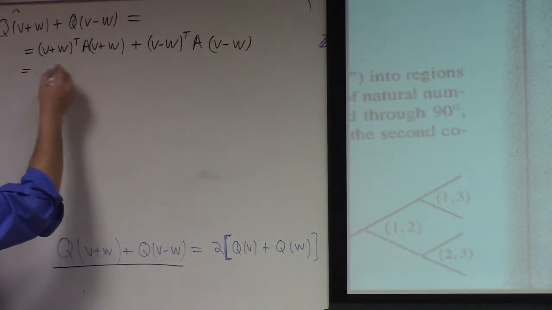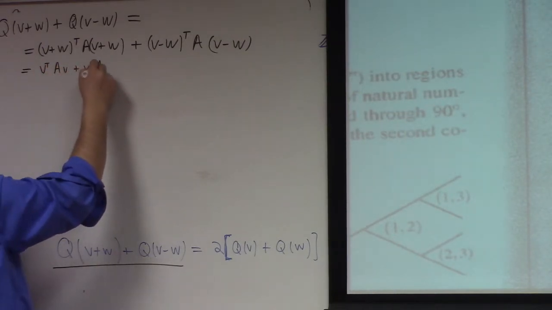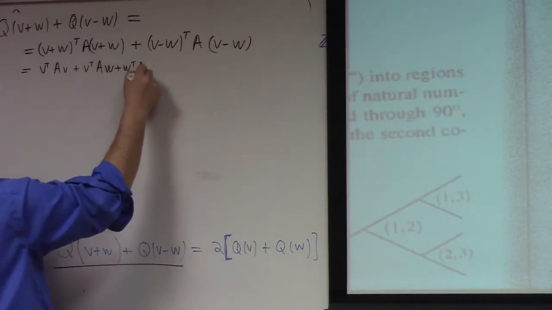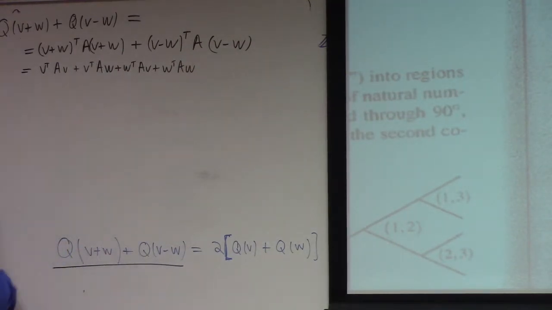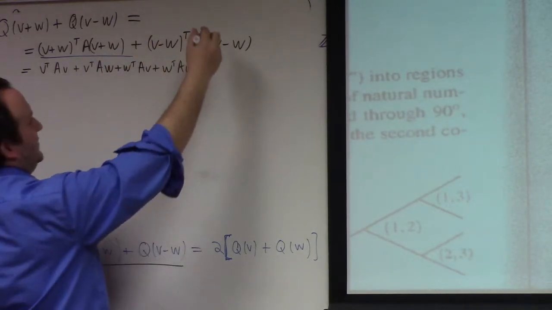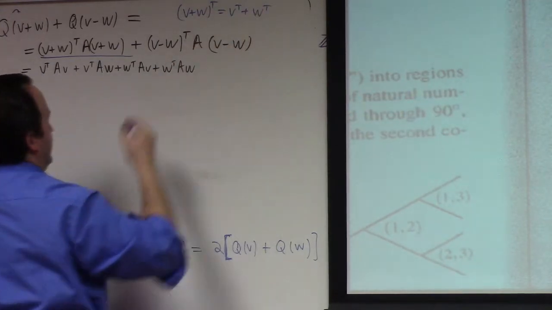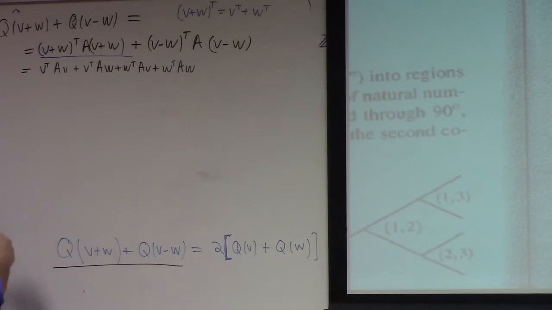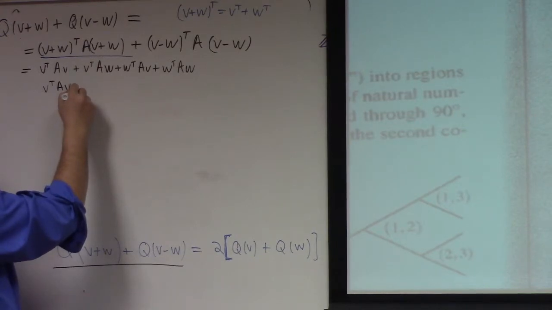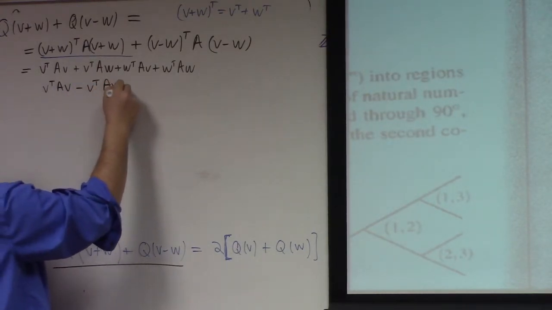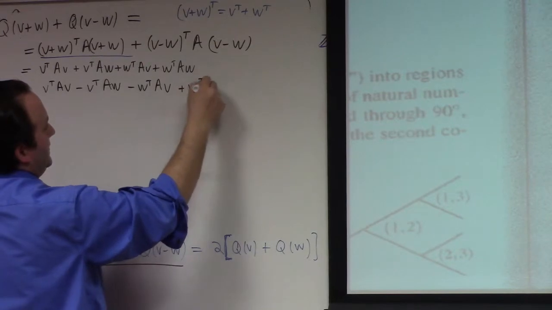And then this is multiplied out. I get V transpose AV plus V transpose AW plus W transpose AV plus W transpose AW. That's all from just foiling out the first term. By the way, guys, I'm using that V plus W transpose is V transpose plus W transpose. That's how that works. And then foiling out the second term, I get V transpose AV minus V transpose AW minus W transpose AV plus W transpose AW.